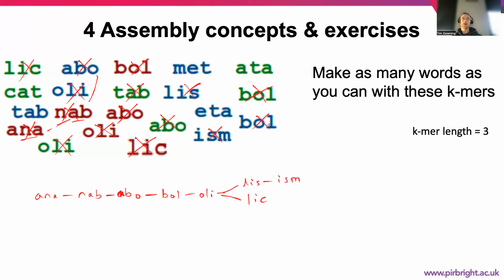So you have Ball is already there. Then what's left? Met, Etta, Cat, and Tab. So Etta, Tab, where's Tab? Tab is there. So let's Tab joins onto this one here potentially. So we could have catabolism up here, let's say.